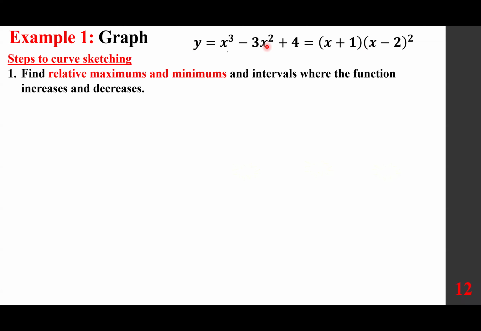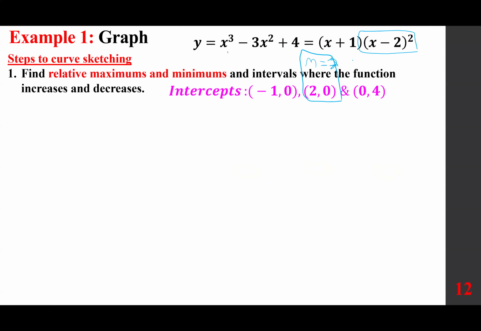To do so, I notice that I have three intercepts. This one gives me negative 1, 0. This gives me positive 2, 0. And this gives me, again, this format is easier than this format, if x is 0, you get 4. Please understand you can get it from here or there. And of course, this one has multiplicity, I'm going to call it m equals 2, which means it can't cross.